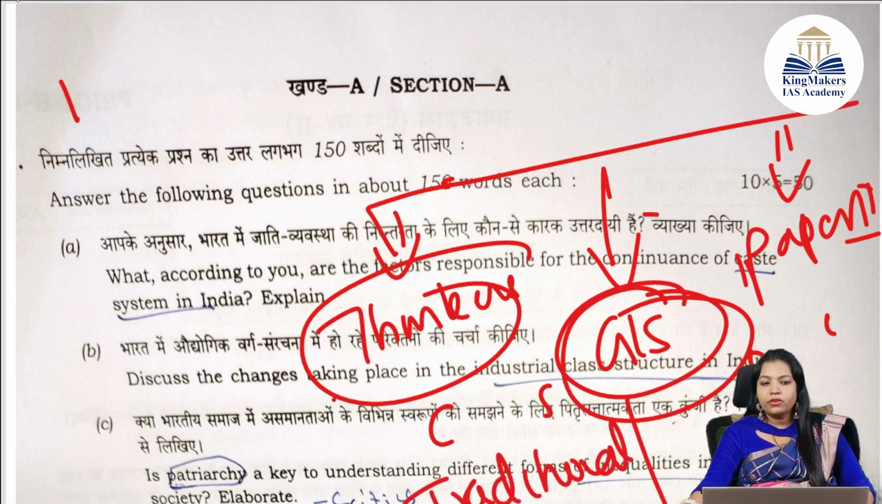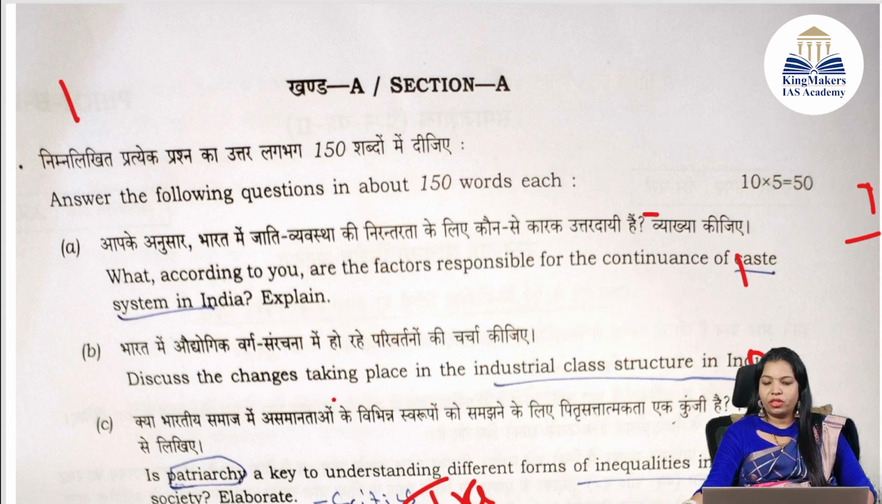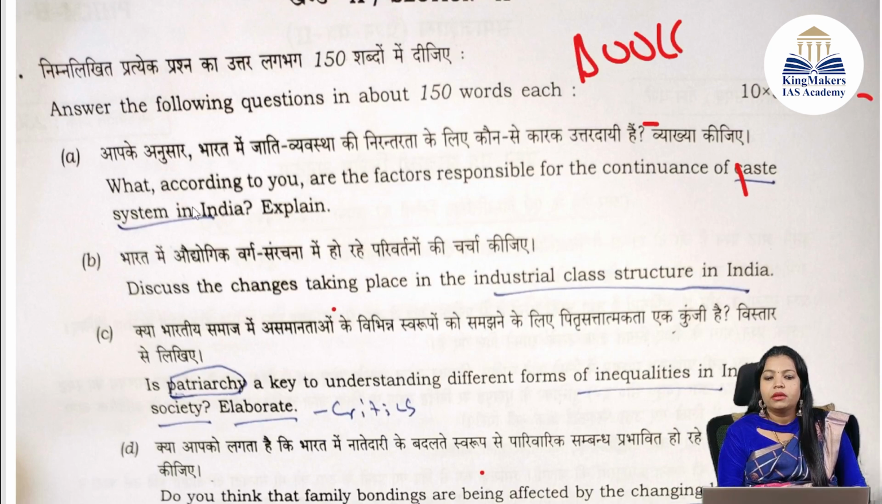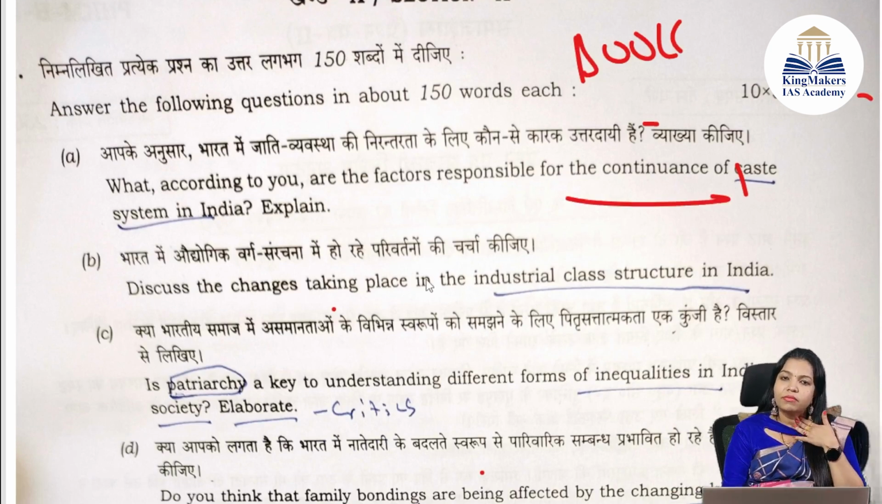So for introductions, you can say that G.S. Ghurye, M.N. Srinivas, Louis Dumont, Andre Beteille are the thinkers who contributed their studies on caste systems in India. Also, you can start with the book names. Okay, fine. Now, continuation of caste systems in India.